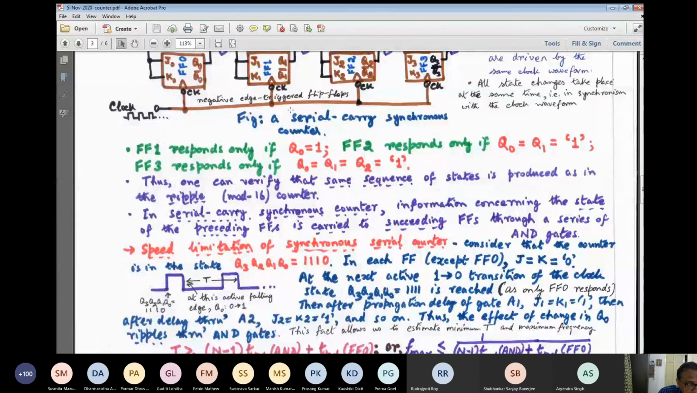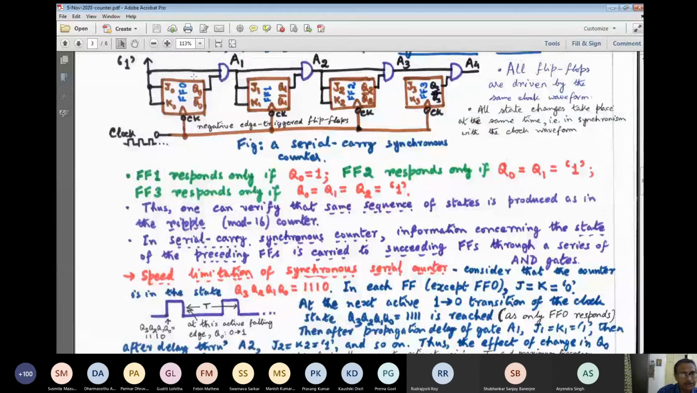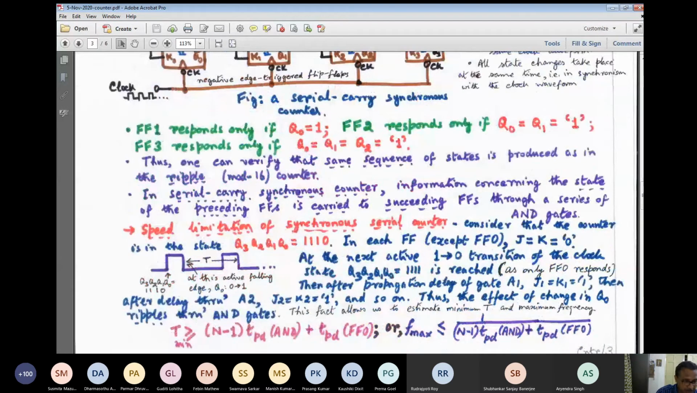But what is the minimum time difference between this point and this point? That will depend on the flip-flop propagation delay and the propagation delay of these 3 AND gates. Is it clear now? Right? 3 AND gates and the propagation delay of this leftmost flip-flop. That accounts for this expression of the minimum time period, and that will be translated to the maximum frequency. Is it clear?